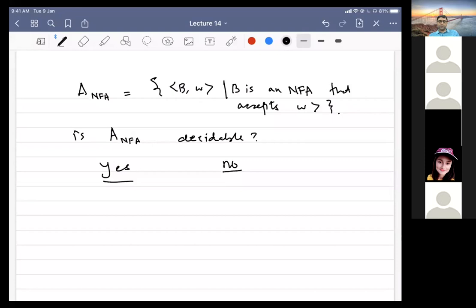Can you tell me why it is decidable? I think because B is an NFA that accepts W, that's maybe the reason. So when we prove in math and CS, we don't say maybe. So what could be a proof? If it comes in an exam, what would you write as a proof?